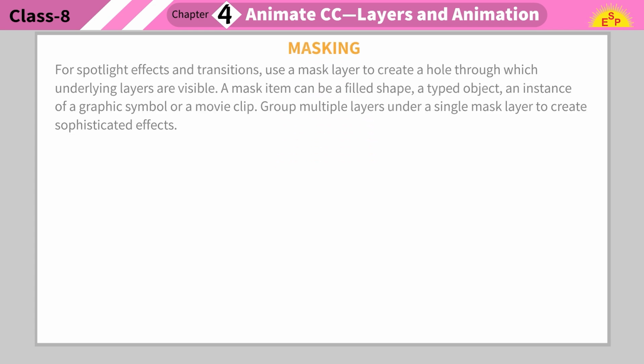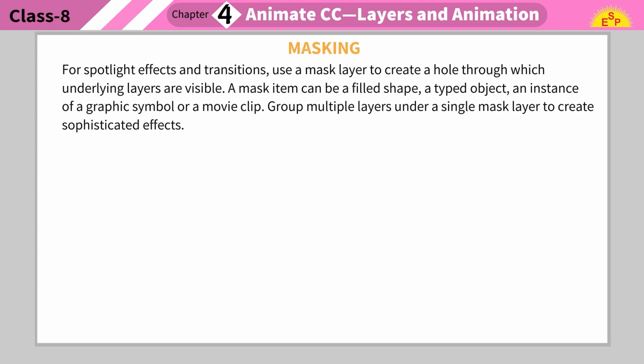Masking. For spotlight effects and transitions, use a mask layer to create a hole through which underlying layers are visible. A mask item can be a fill shape, a typed object, an instance of a graphic symbol, or a movie clip. Group multiple layers under a single mask layer to create sophisticated effects.